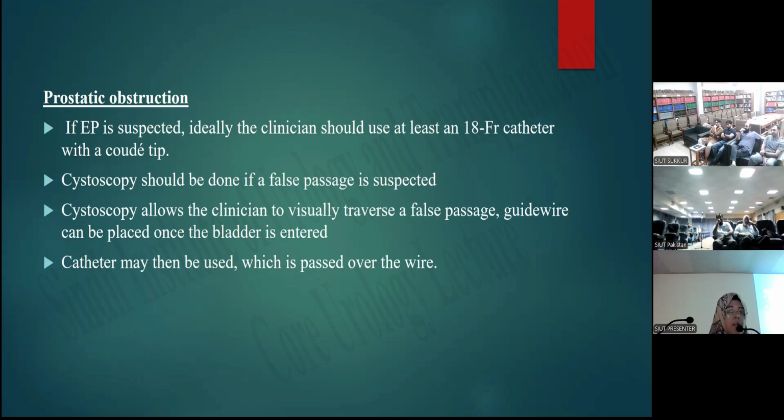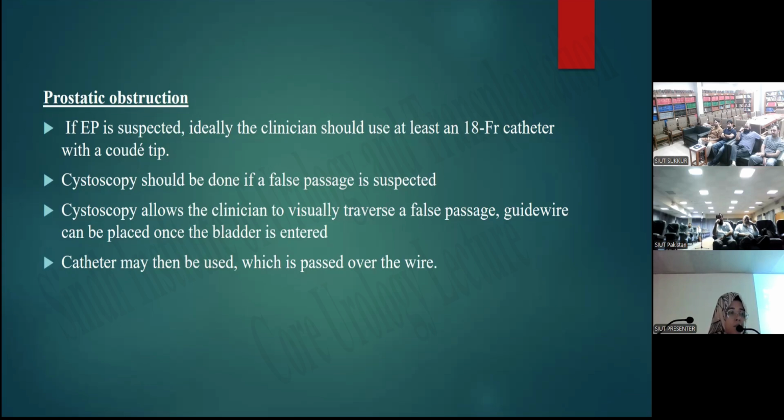The reason behind that is the catheters with a smaller diameter like 14 French or 16 French are less stiff and they have less surface area at their tip, so they are relatively difficult to pass through the enlarged prostate compared with the catheters with the wide tip, 18 French. And the tip is again important.